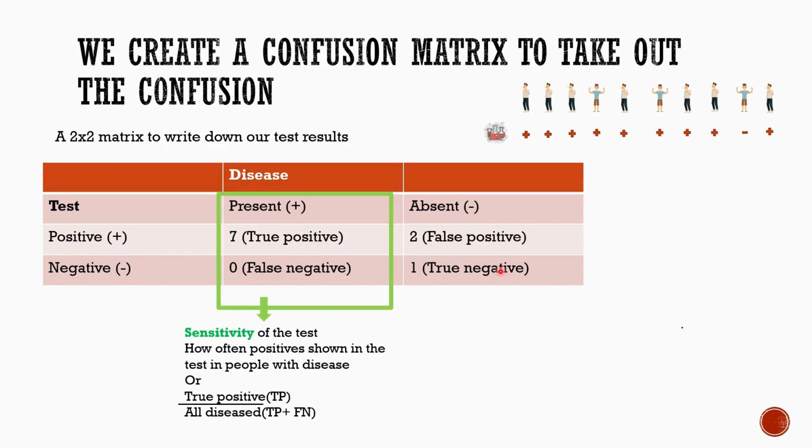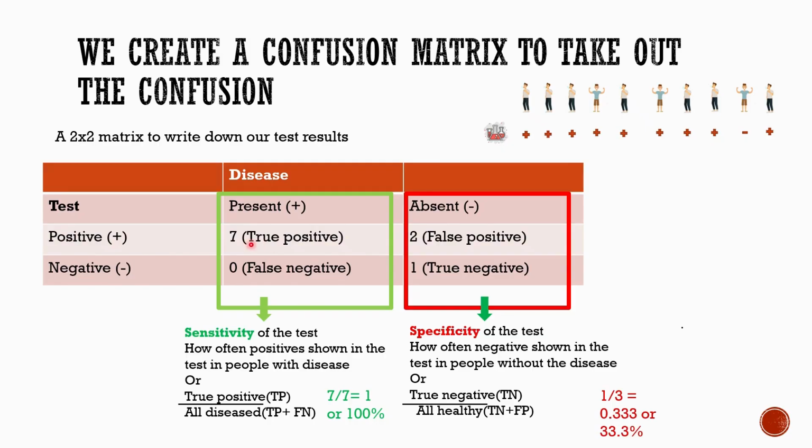First we look into the sensitivity. The sensitivity will tell us how well the test identifies people who actually have the disease. How will we calculate the sensitivity? There is an equation: true positive divided by all diseased. So here all diseased is true positive plus false negative. What's the value here? It is 7 divided by 7 plus 0, that is 7 by 7, equal to 1, that is equal to 100%. So our test is excellent at detecting positive cases.